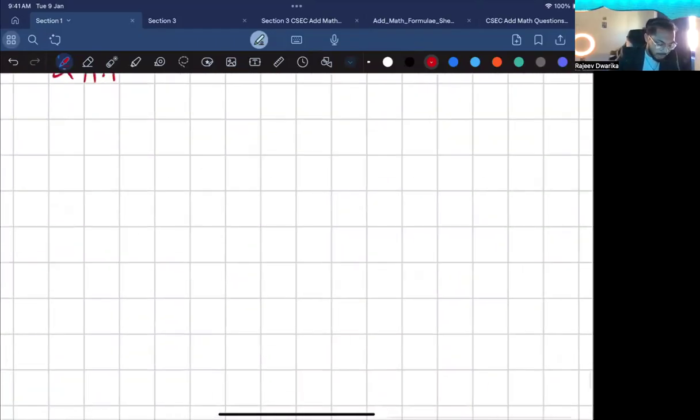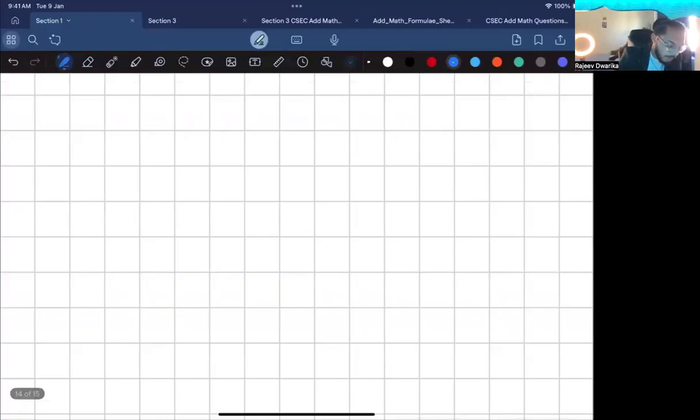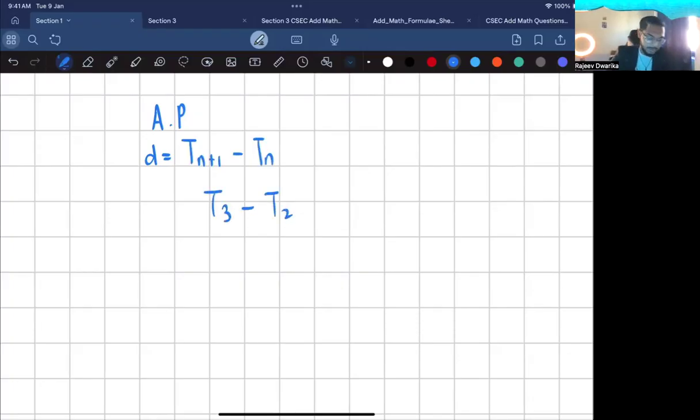Right. Let me do a little recap. AP stands for arithmetic progression. Javon, in an arithmetic progression, how are the terms linked together? Through a common difference. To find the common difference, you take the next term and minus the previous term, so it will be Tn plus 1 minus Tn. This could be like the third term minus the second term. Tell me if you're okay with that. Yes, sir. All right, good.